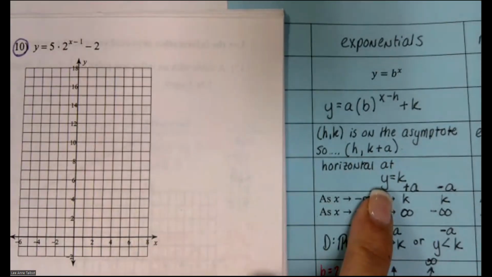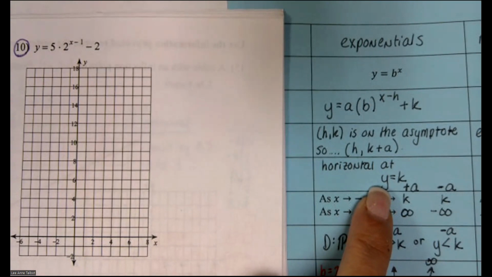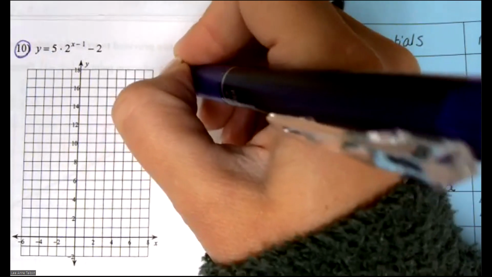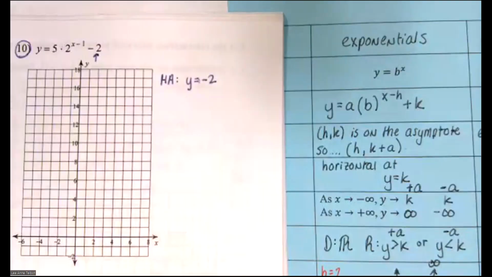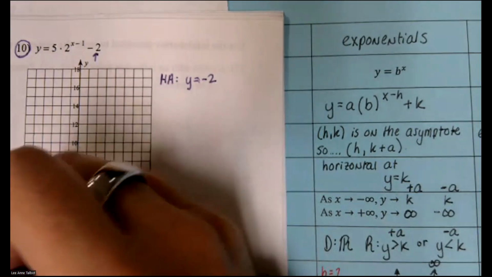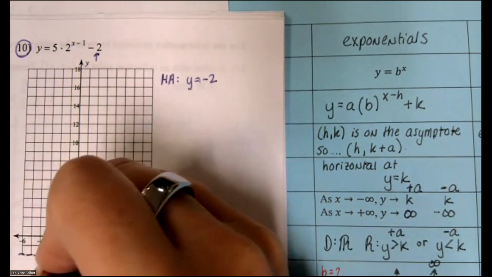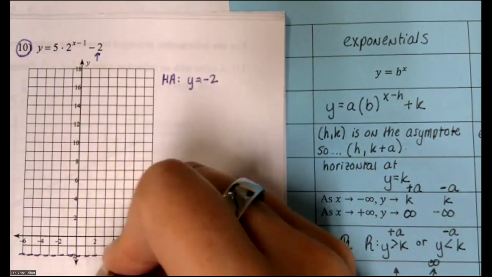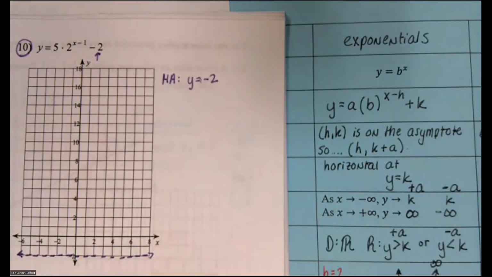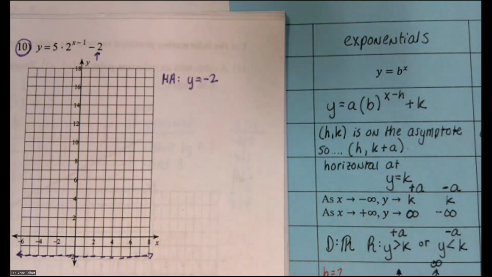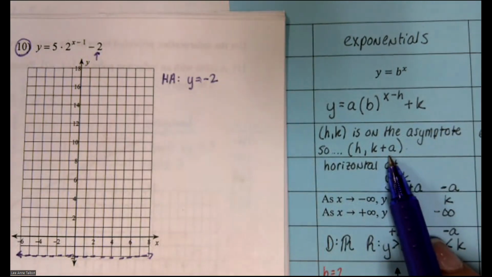The first thing you need to know is that exponentials have an asymptote at y equals k. So we're going to say horizontal asymptote at y equals -2, coming from k. Find this on the graph and make a horizontal asymptote at y equals -2. I always tell students to do that first because if you try to do just HK, it's actually on the asymptote. This is the one where HK is not actually on the graph.